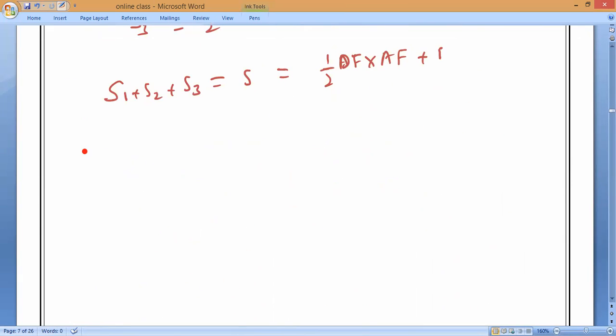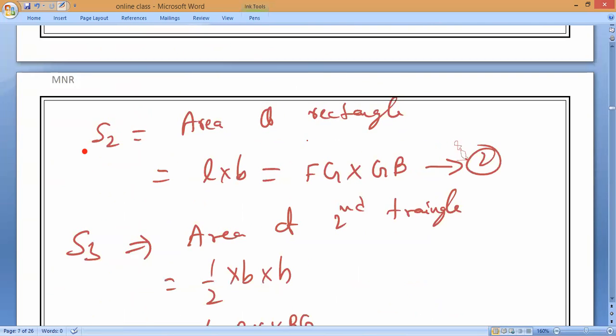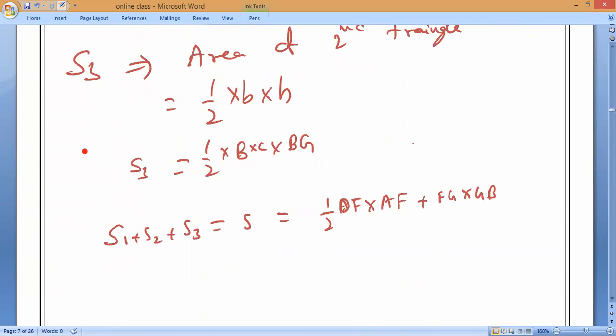What is the rectangle? FG into GB. That is one. Okay. Next, the last one. Half into BG into BC, that is the last triangle. Half into BC into BG.